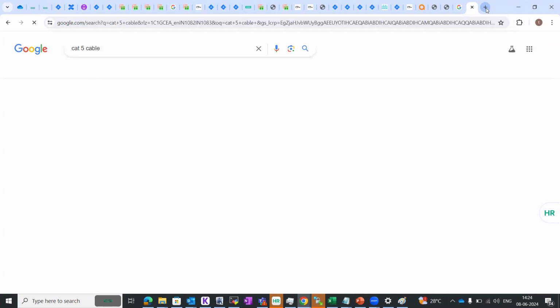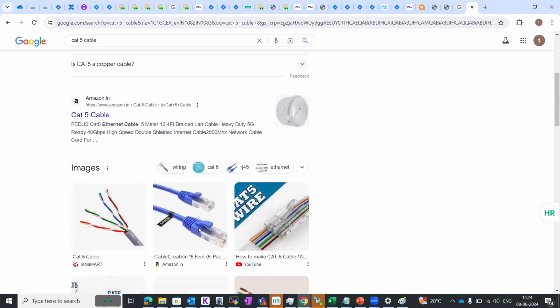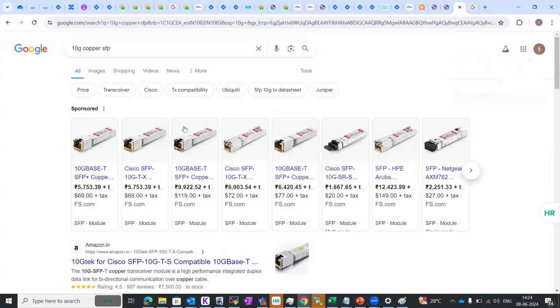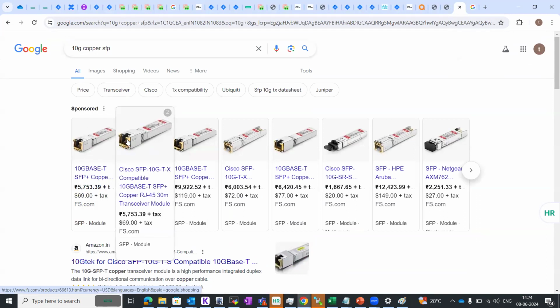If you type Cat5 cable, you can see this one. The tip at the end of the cable will be like this. It will be inserted in one end of the optic, and another end is inserted in another optic. These are the Cat cables, which support lower speeds.